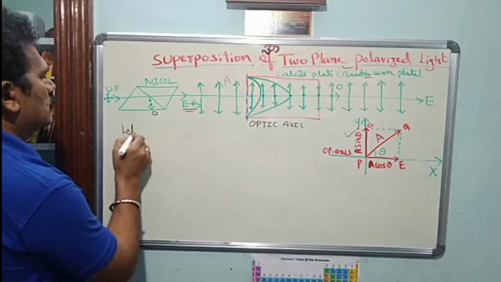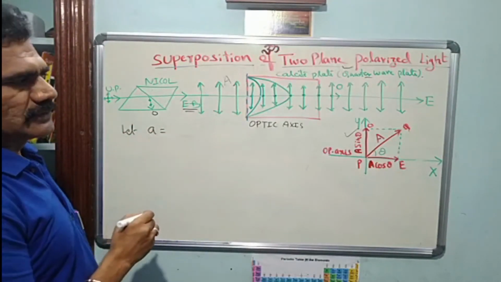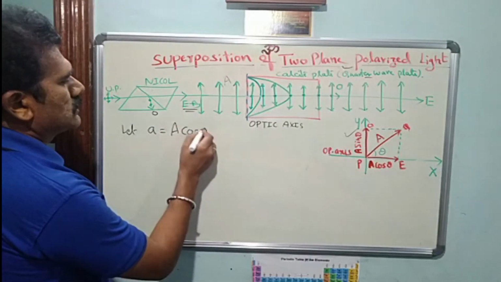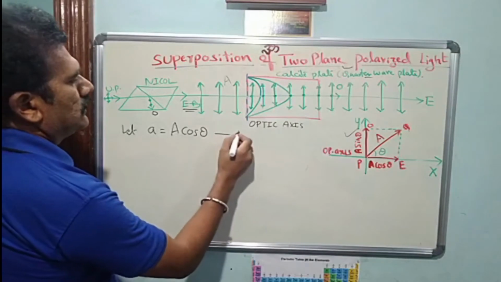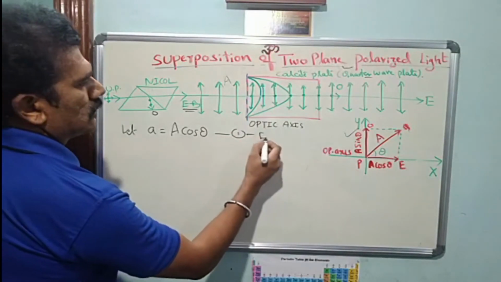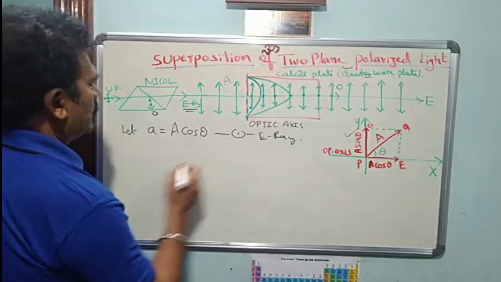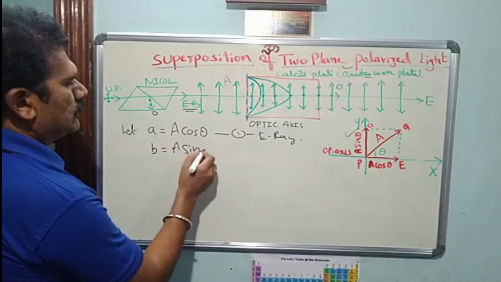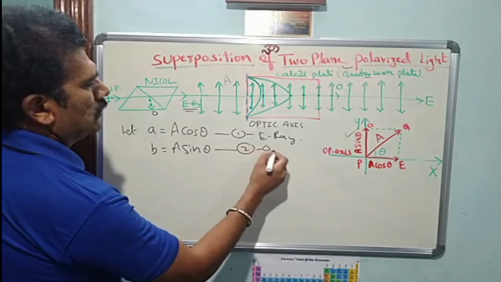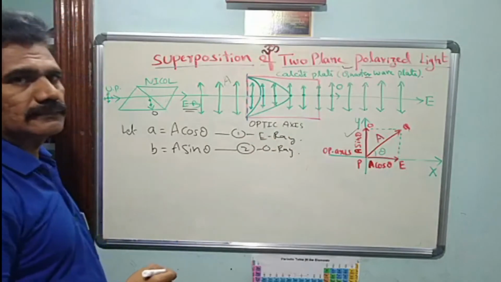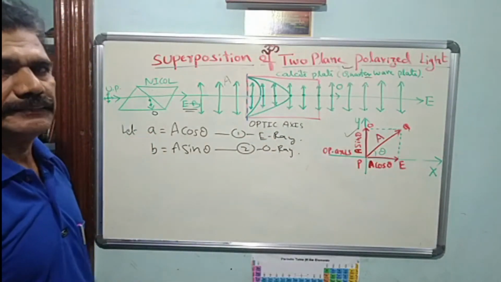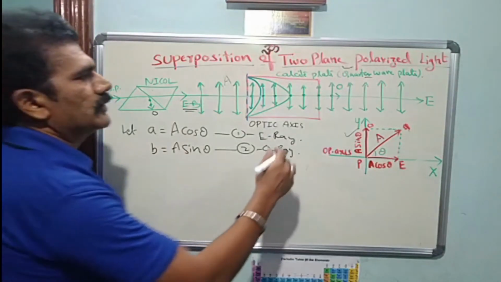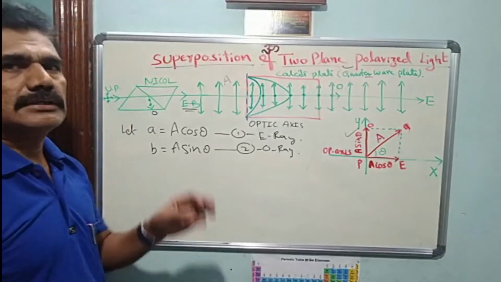Let the simplified equation for amplitude be a, that is equal to A cos theta. This is for the extraordinary ray. Clear? Then what about the ordinary ray? b is equal to, again, A sin theta. So we get the equations for amplitudes like this. You can just take it as small a and small b. Is it clear?